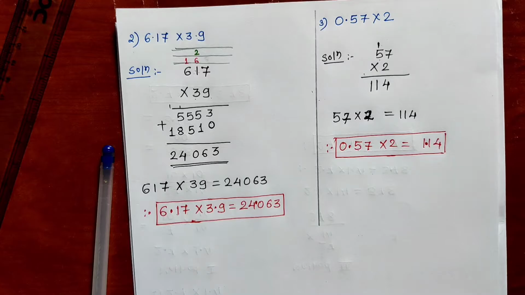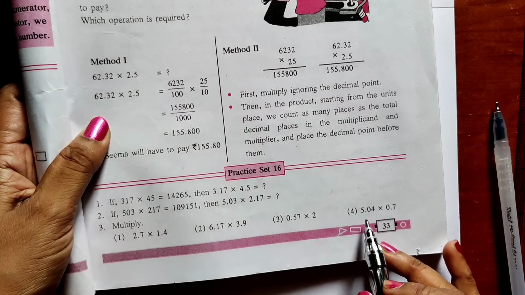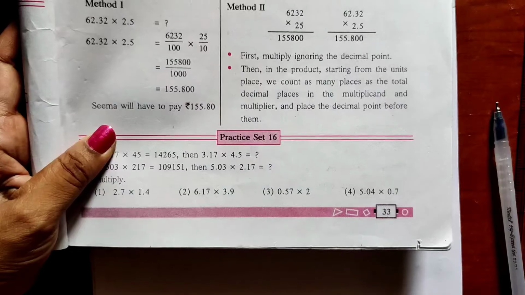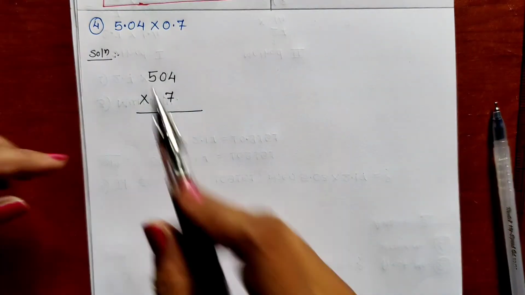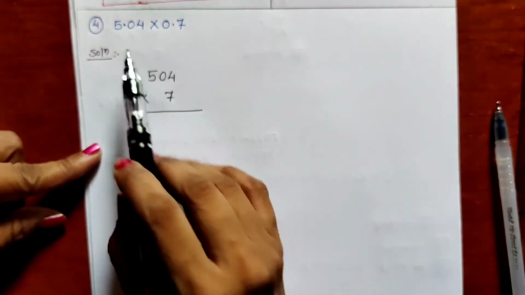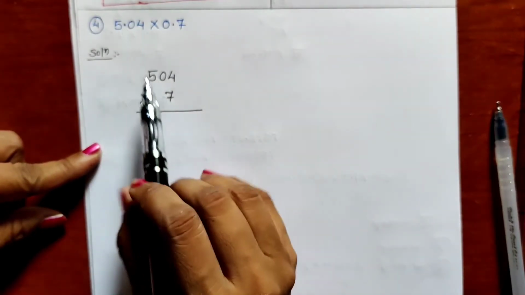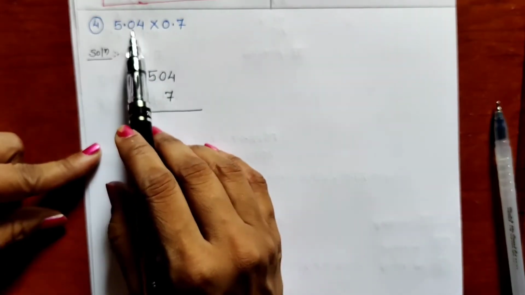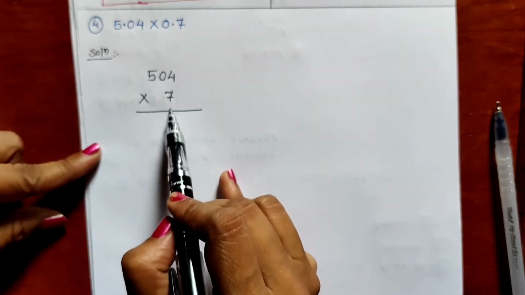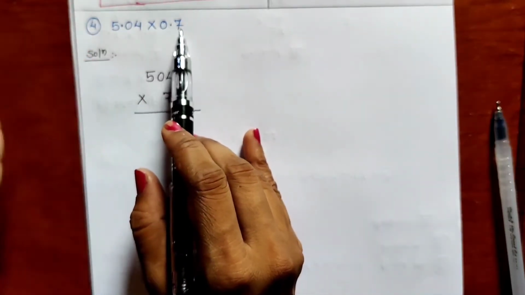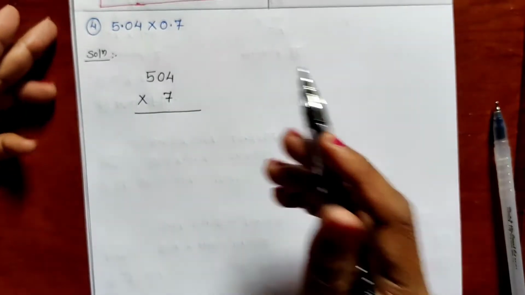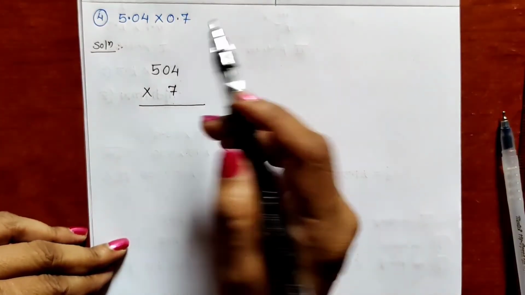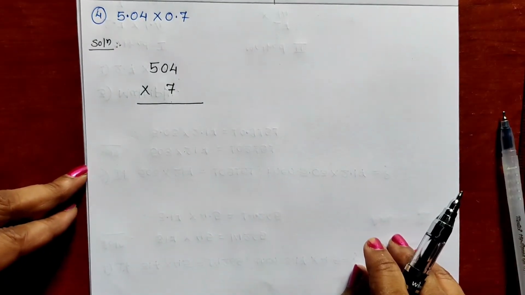Now next sum. Fourth sum is 5.04 multiplied by 0.7. Let us do 5.04 multiplied by 0.7. So we write these numbers without the decimal point. I have written 504, and 0.7 means 7, because on the left hand side 0 is there, so we will not write that 0, it doesn't have any value. So it will be only 7. 0.7 means 7. So 504 multiplied by 7.